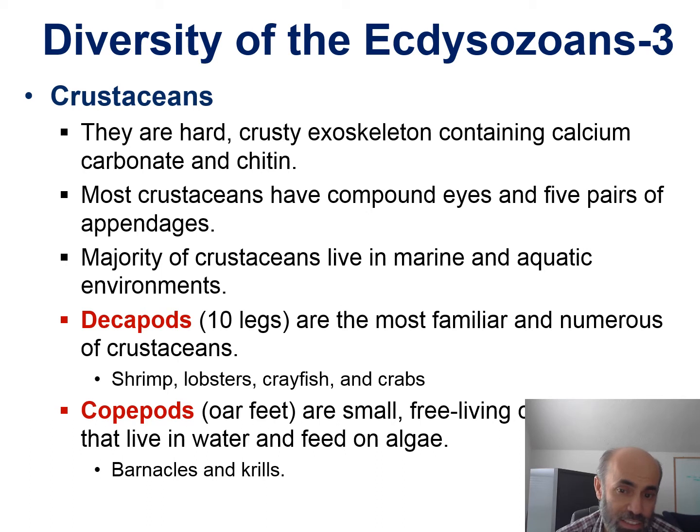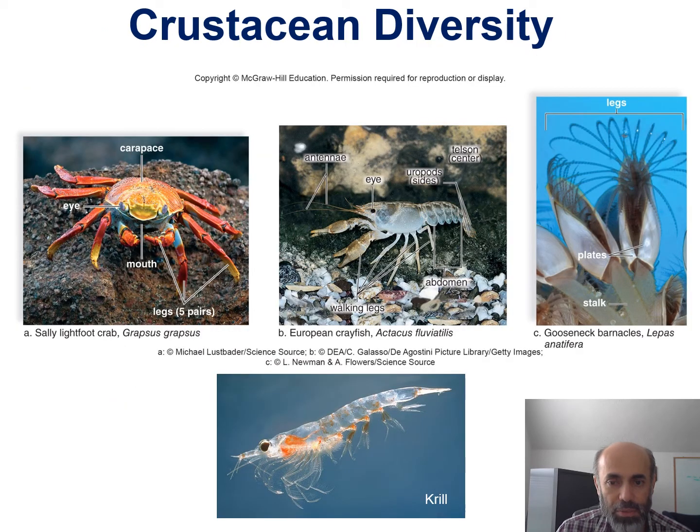Decapods have 10 legs. This is what we are mostly familiar with, like crabs and lobsters and shrimps, and copepods are the ones that have 4 feet, like barnacles and krills. Those are tiny, shrimp-like, as if they are tiny smaller shrimps. Those are called krills. These are some examples of crustaceans, like crabs and crayfish and barnacles, which are copepods, and krill at the bottom, as if they are small shrimp.